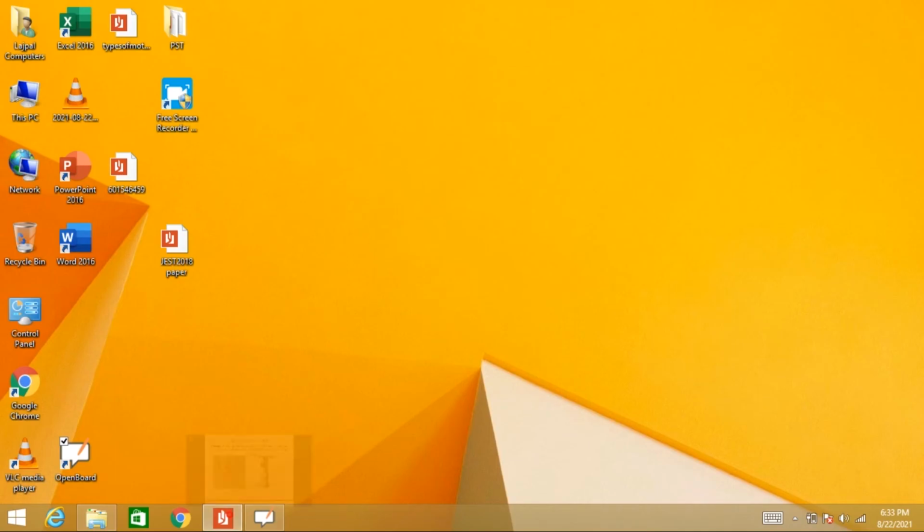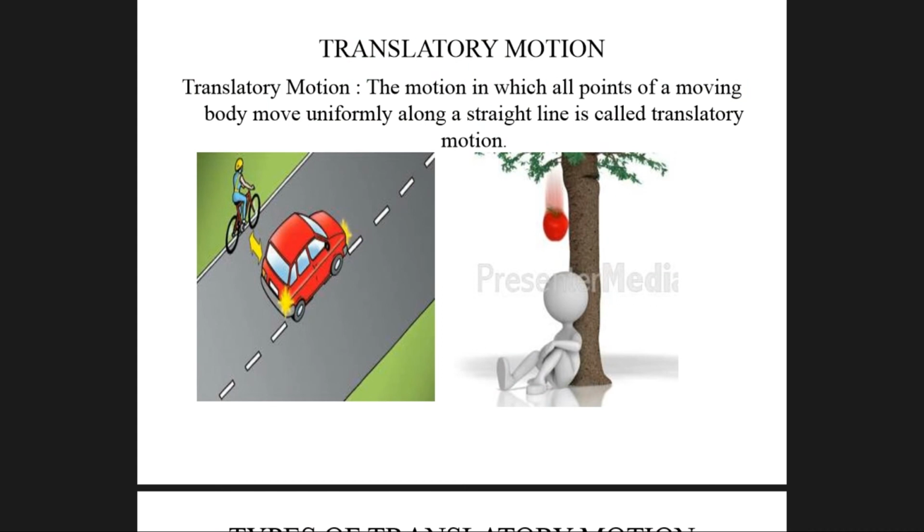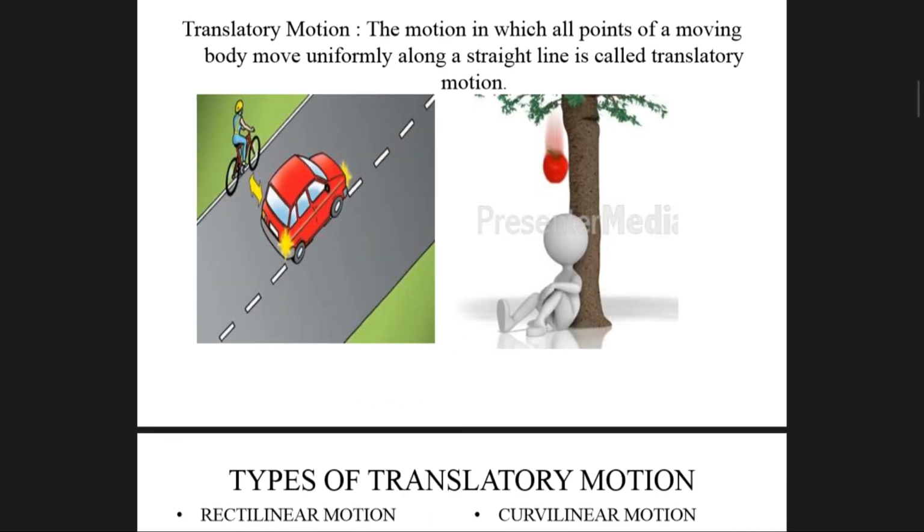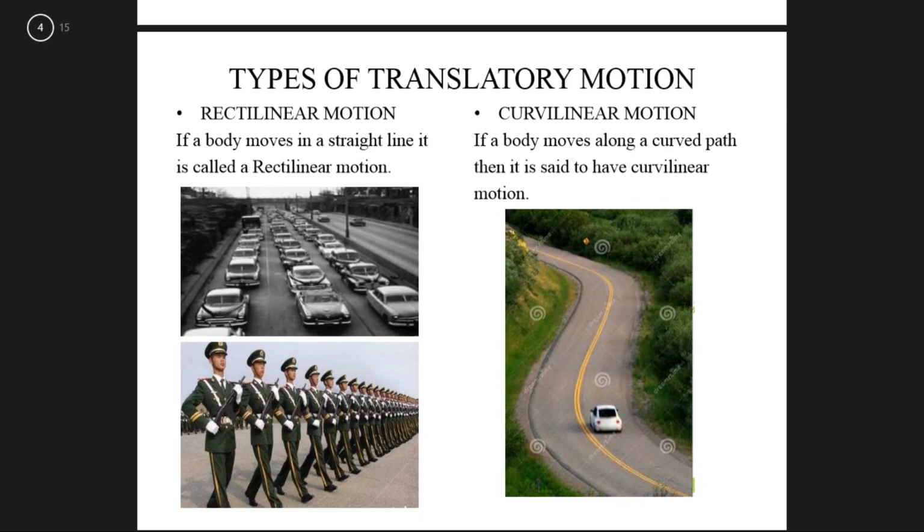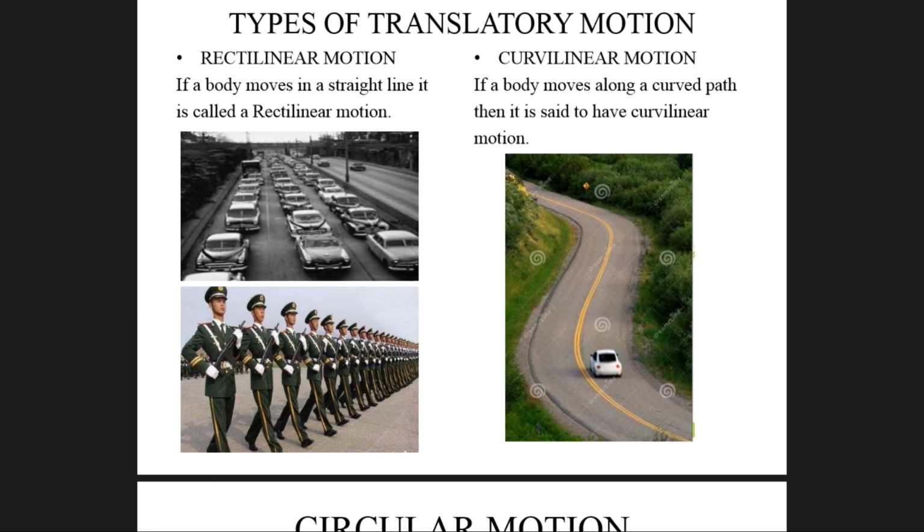So coming to my point, what is translatory motion? The motion in which all points of a moving body move uniformly along a straight line is called translatory motion. And there are other types of translatory motion. In this picture you can see, if a body is moving in a straight line, it is called rectilinear motion. Rectilinear means in one direction, not changing the direction. But if a body is moving along a curved path, it is changing direction but not changing the way of translatory motion, like it is covering the simple x-axis distance, not the y-axis distance.